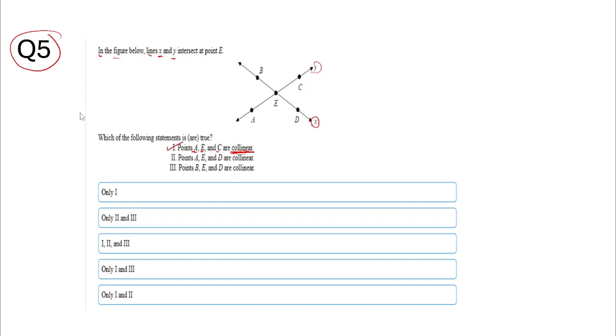Okay, points A, E, and D. Are they in the same line? No. So they are not collinear. Okay, points B, E, and D. 3 points in the same line, so that means this is right. So let's see which ones: it's only 1 and 3. Okay, let's go to question number 6.